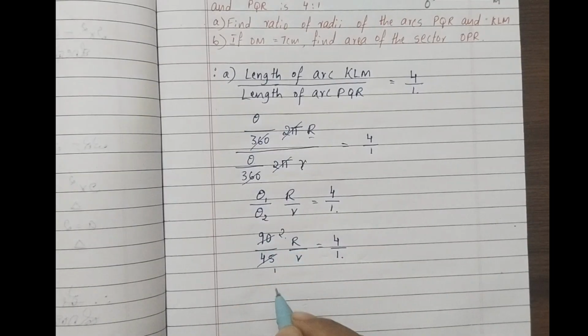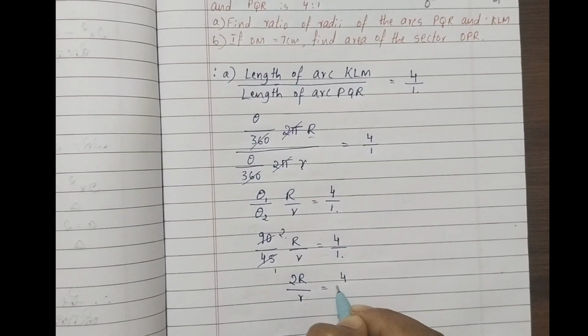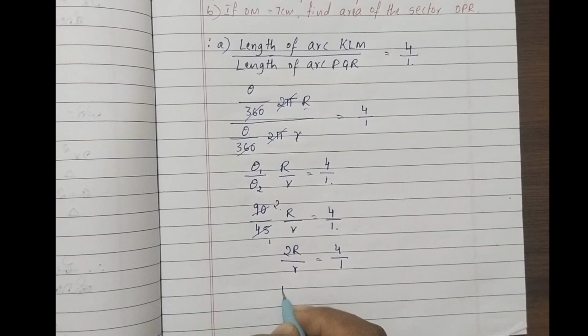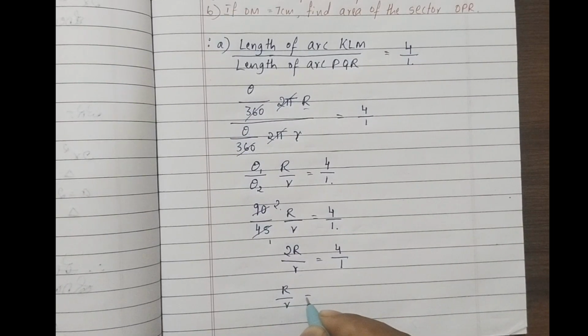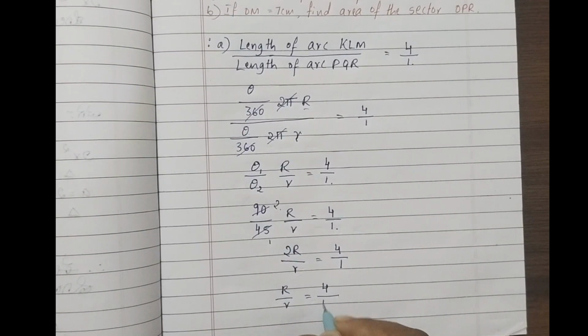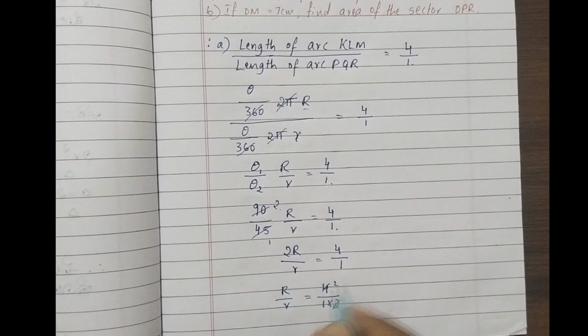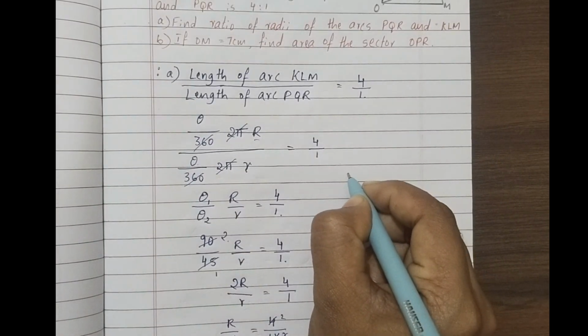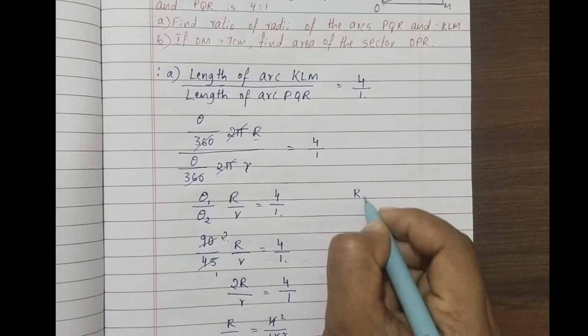Now 45 ones are 45, 45 twos are 90, so they get cancelled. Remaining is 2r divided by 1r, equal to 4 divided by 1. Here the 2 is multiplied to r. When it goes to the other side of the equal sign, the multiplication becomes division and it goes to the denominator. 2 ones are 2, 2 twos are 4 get cancelled. R divided by r is equal to 2 divided by 1.